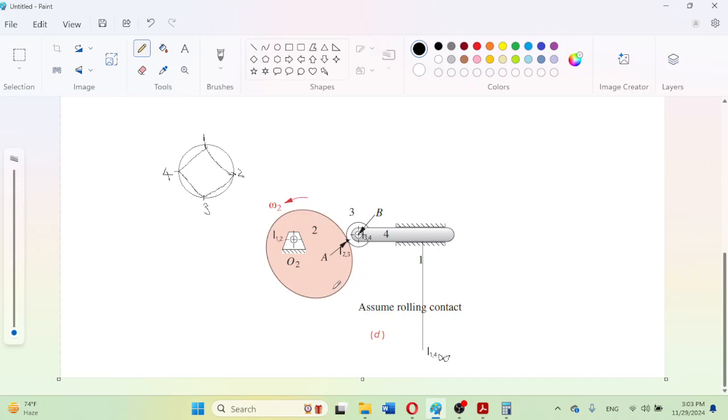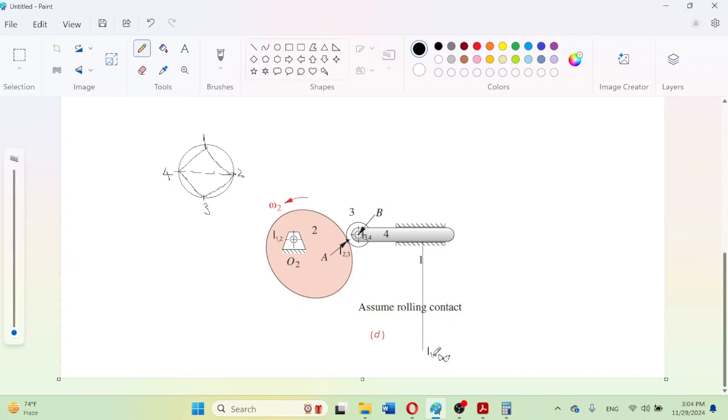So that means instant center I2,4 is still to be determined. So we will be just connecting this diagonal of this quadrilateral. Using the trio 1 2 and 1 4, as we can observe, this is instant center I1,2, and this is instant center I1,4 here.